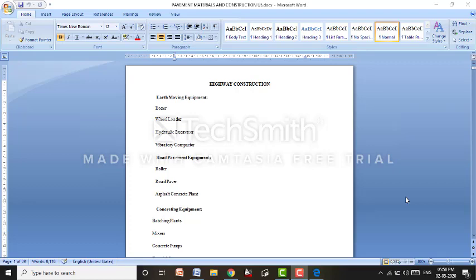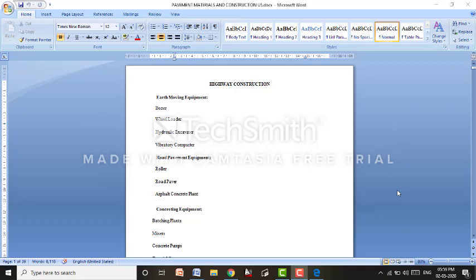Highway construction. This video is regarding the construction procedure involved in the subgrade. Now here there are different equipments involved in the highway construction for the earth moving and also for compaction.